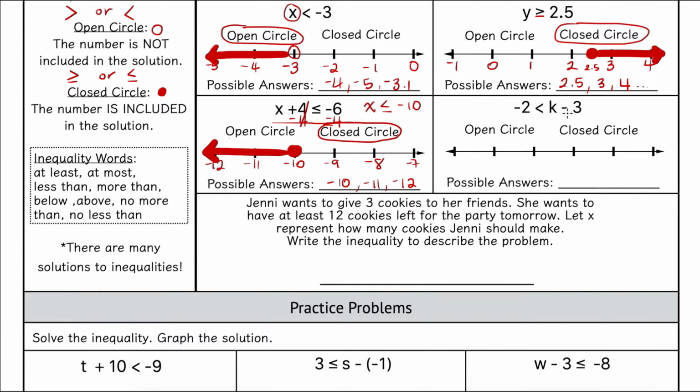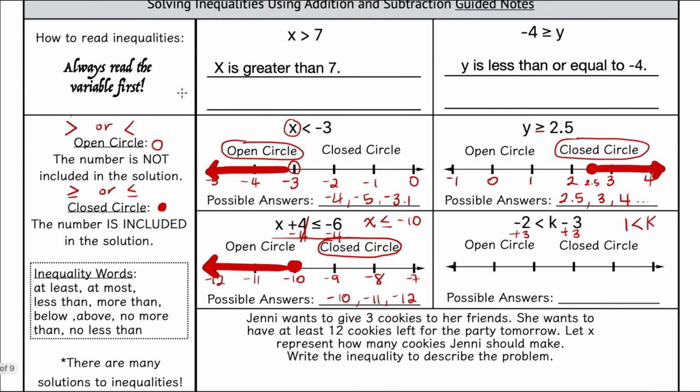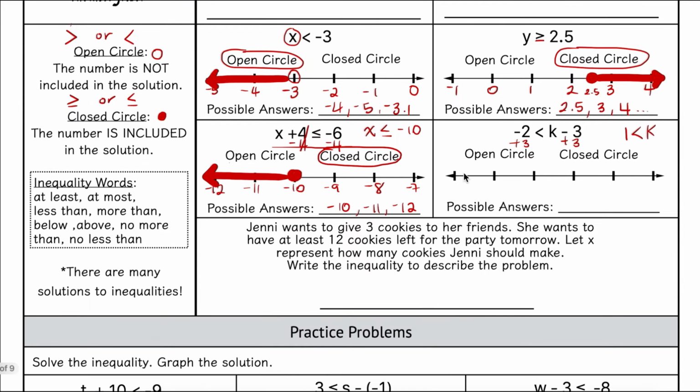Here we solve in the same way. We add 3 to both sides. Then we have our k, same symbol. It looks like it's a less than and 1. But remember that we have to read the variable first. Always read the variable first. And we know that the variable is actually greater than 1. So we have to read this as k is greater than 1.